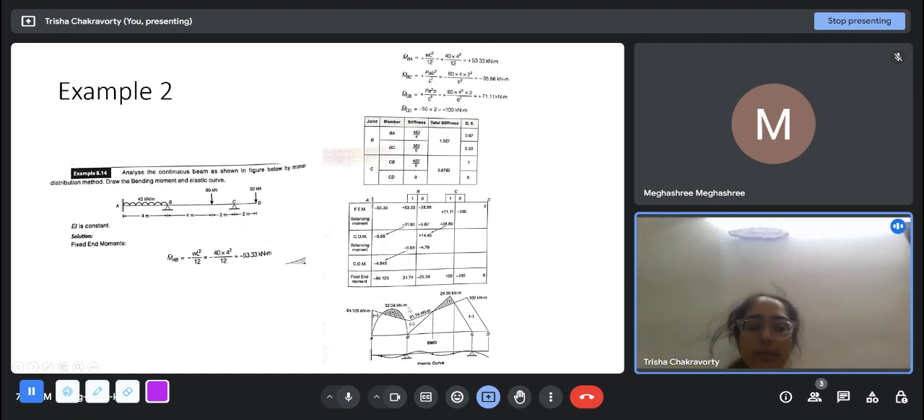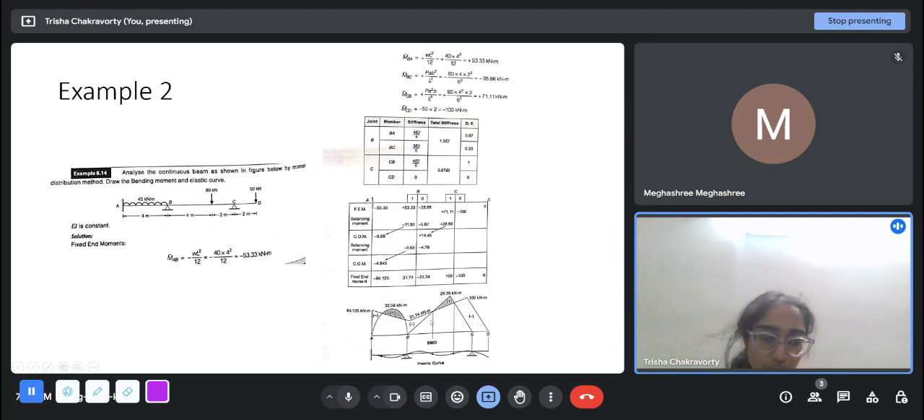Now while drawing the bending moment diagram, we will draw the fixed end moments. This will be joined by straight lines, and for this span you will have a parabolic BMD. For this part you will have a triangle, and this part you will also have a straight-line triangle. So this is how you will superimpose and get the BMD.